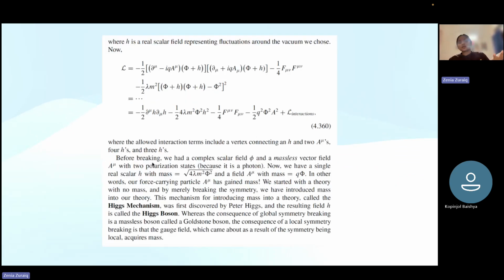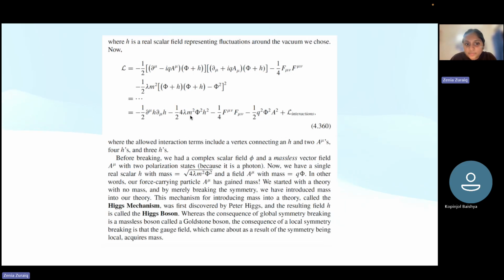So before the symmetry breaking, we had this complex scalar field phi and a massless vector field A mu with two polarization states, because we know it's a photon. Now we have a single real scalar h with some mass, and also A with a mass. So you can see that now there are two mass terms. Remember, whenever you have a field squared with some constant in front of it, some constant c times field squared, that's a mass term.